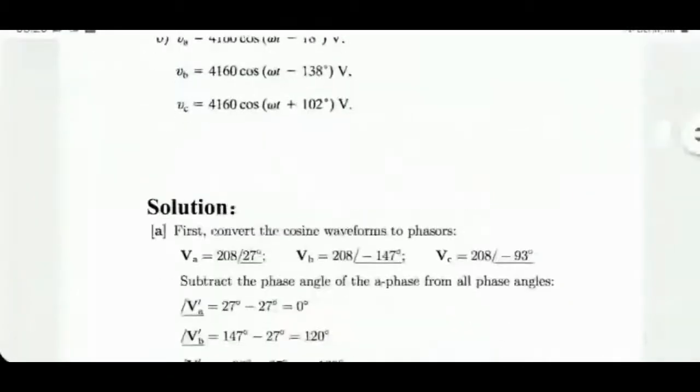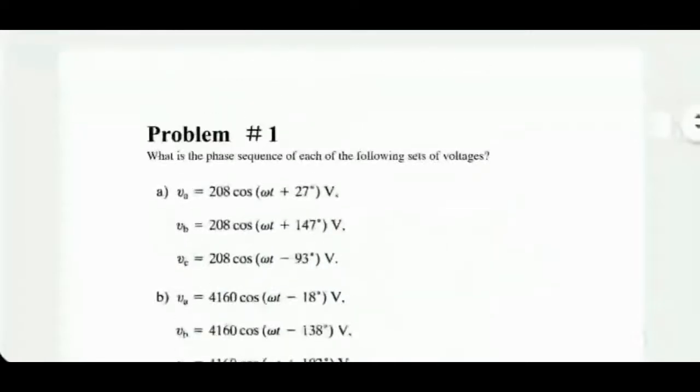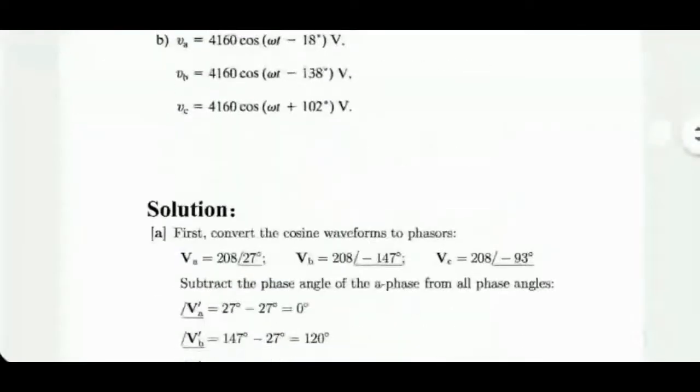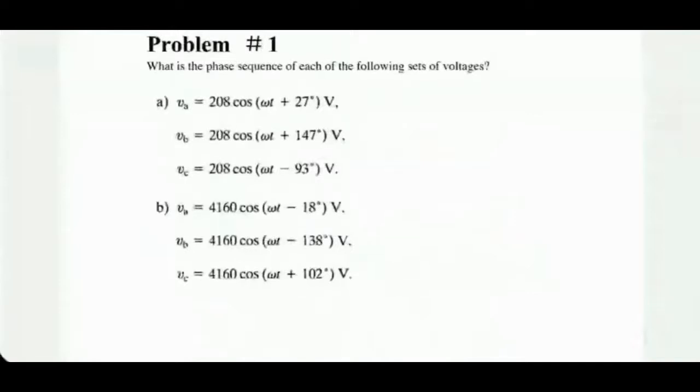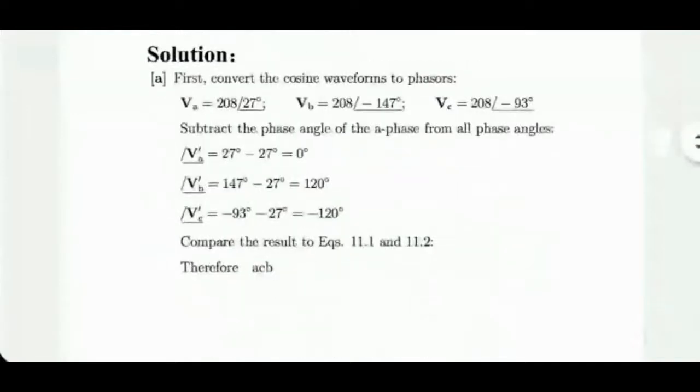Oh, he made a mistake. I'm sorry, it should be plus 147. There's a typographical mistake here. VB should be plus 147 degree angle. And VC should be, of course, minus 93. No mistake here. Correct the typographical mistake, please, when you get the document. It happens. We all make mistakes. I make quite a few.